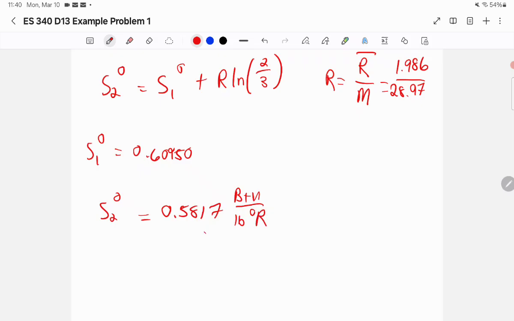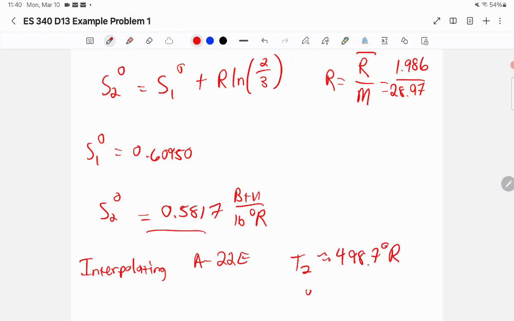And what you'll find is this value sits in between a couple of values on the table for air. So you have to interpolate to find the temperature. So interpolating, I'm going to expect you to be able to do the interpolation. We get that T2 is approximately 498.7 degrees Rankine, or 39 degrees Fahrenheit.